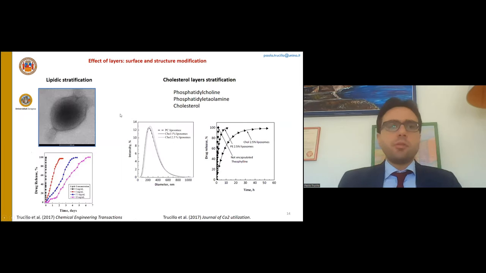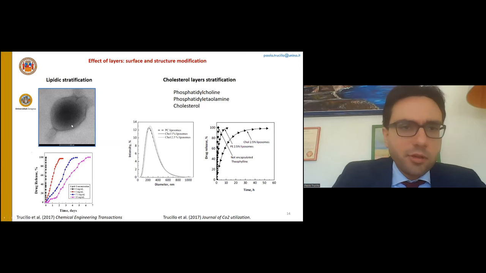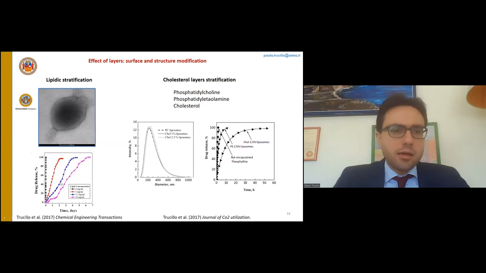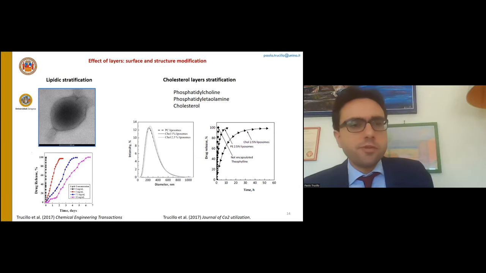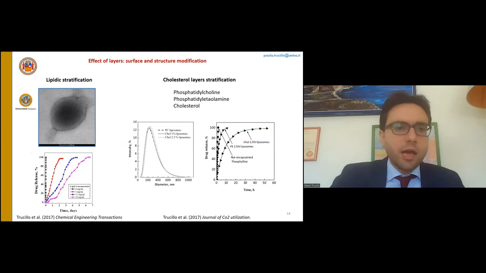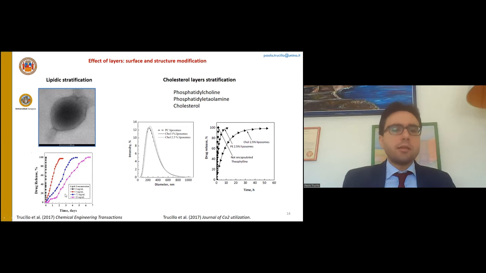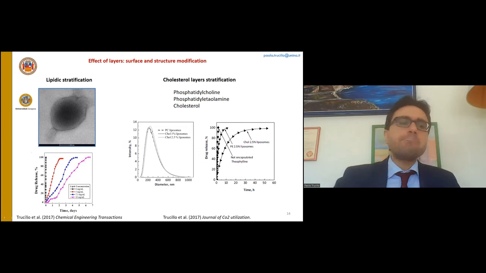We studied the effect of layers, for example, on the left, by increasing the lipid concentration, we created more layers of phospholipids around the inner core of liposomes. In this manner, we created more barriers, and this means a delayed drug release. We wanted to tune drug release. In this case, it was just fluorescein.